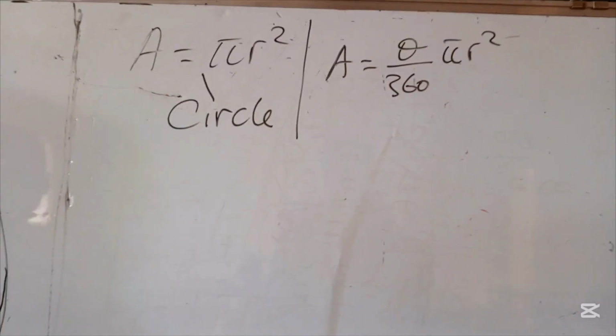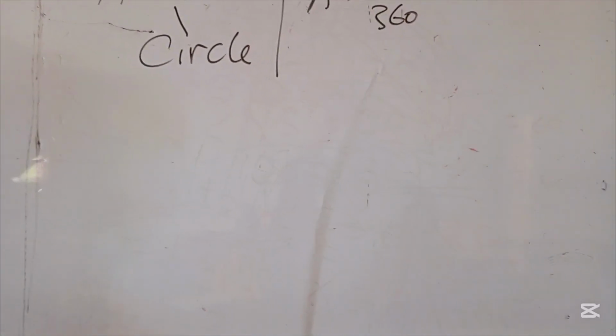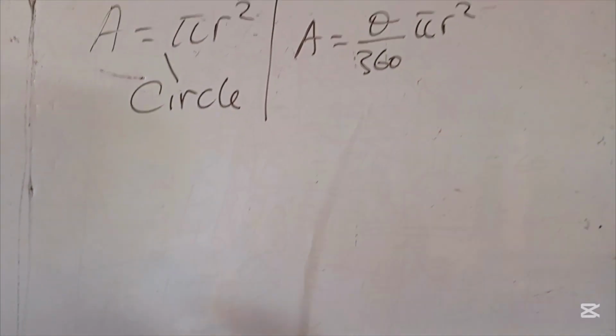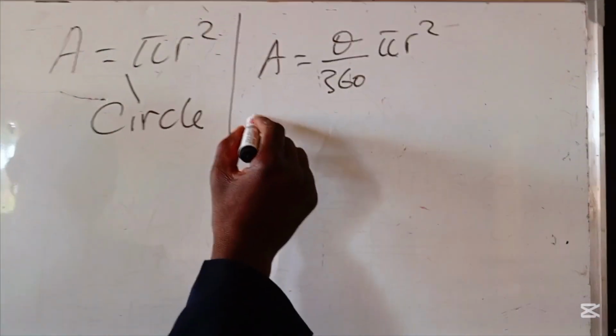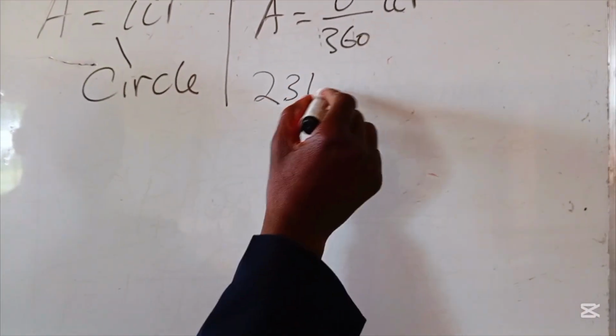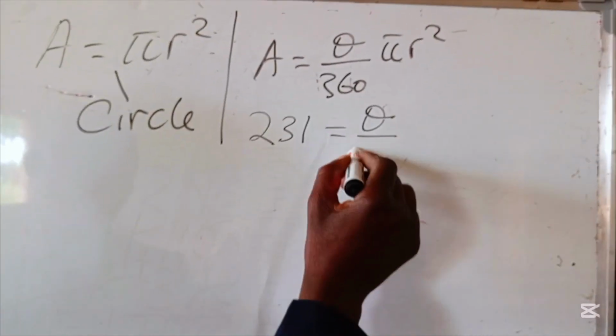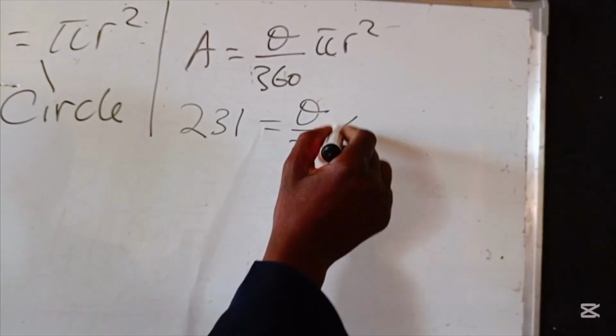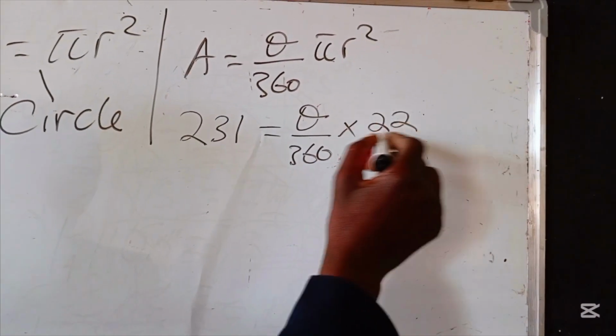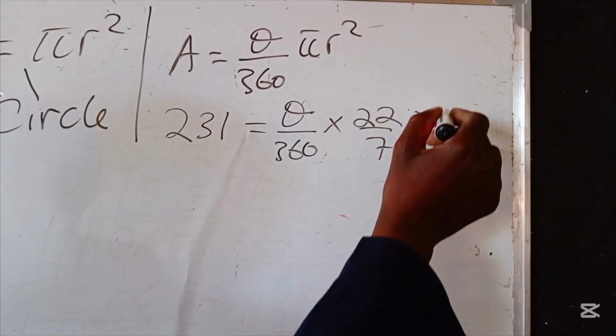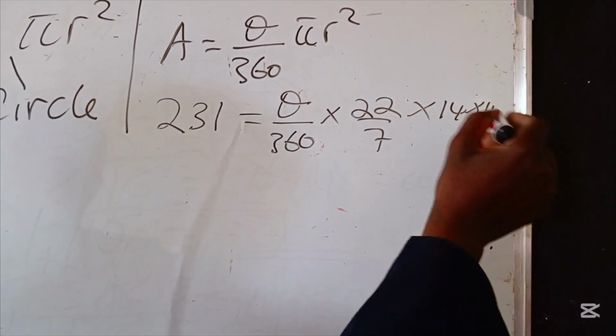The theta is what they're asking us here to calculate, because the area I've been given is 231, and of course I don't know theta, which is over 360 times pi. They have told me that pi is 22/7 times my r, 14 times 14.